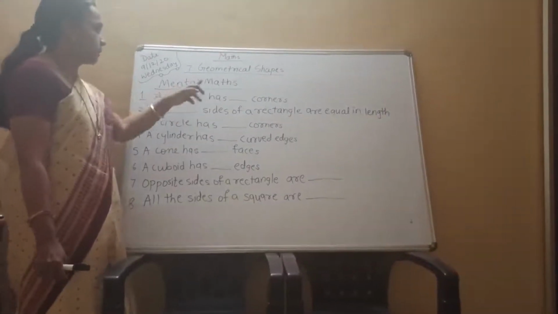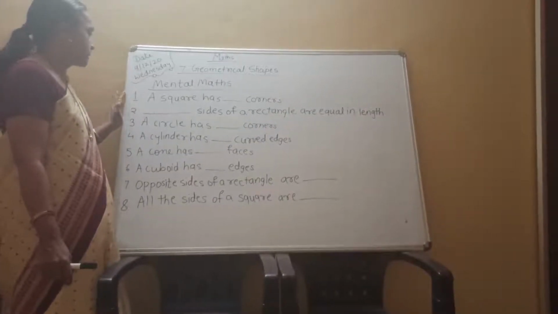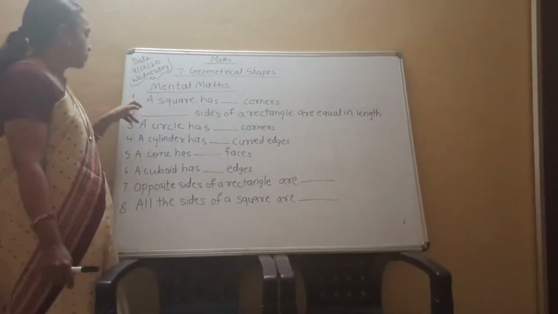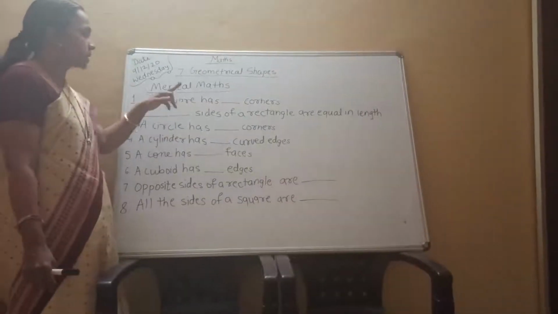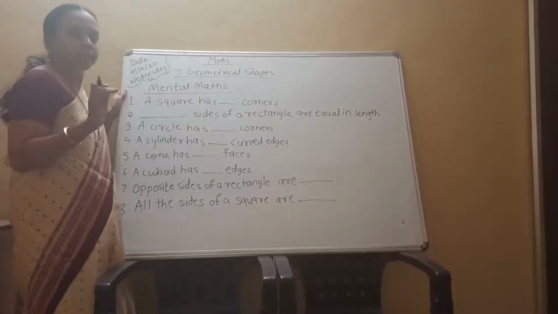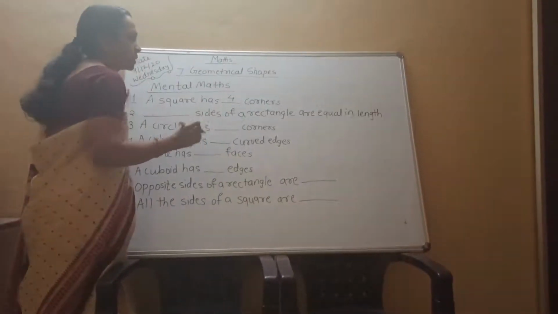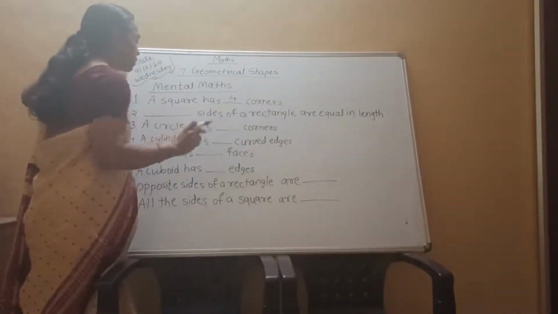Now see mental maths. In this also we have to fill in the blanks, all these questions. So first example is a square has dash corners. A square has total 4 sides, so naturally it has total 4 corners. So write down here answer 4.